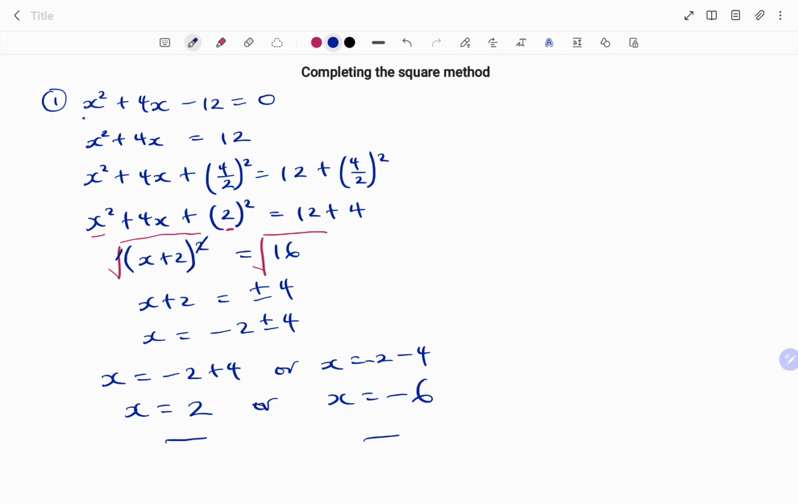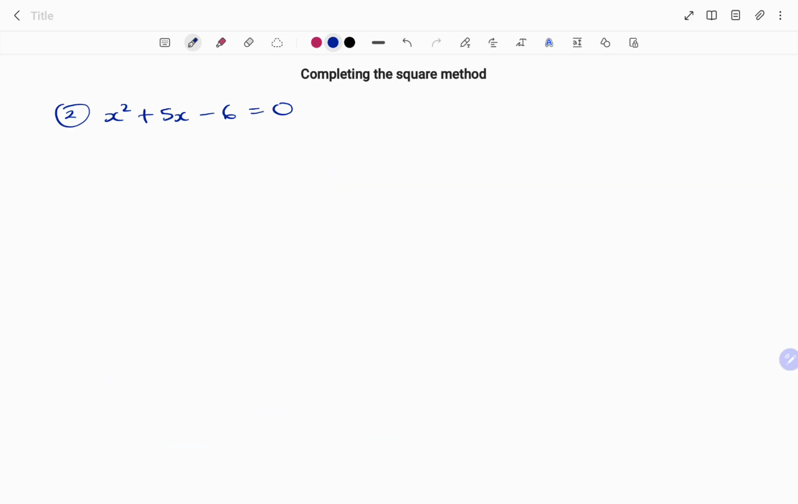Let's look at another example. In this example, I have x squared plus 5x minus 6 equals 0. My first check, I need to make sure that the coefficient of x squared is 1. For this example, it's 1. Then I can go to the next step. Next step says move the constant to the other side. Minus 6 going to the other side becomes positive 6.